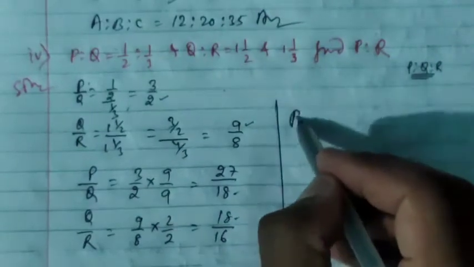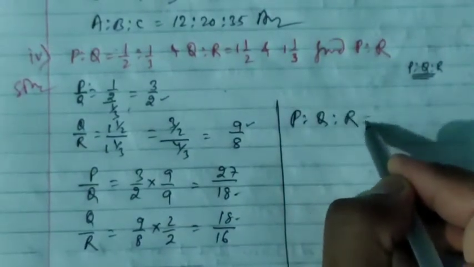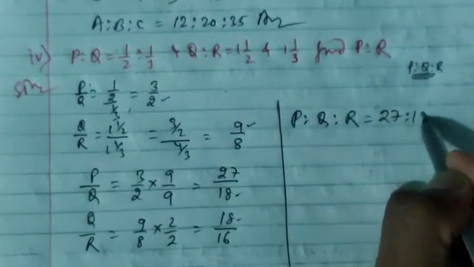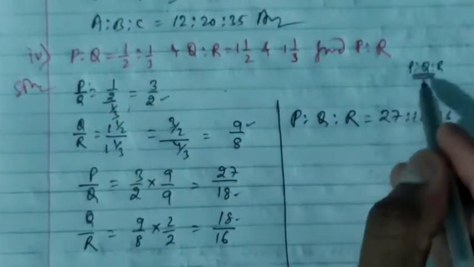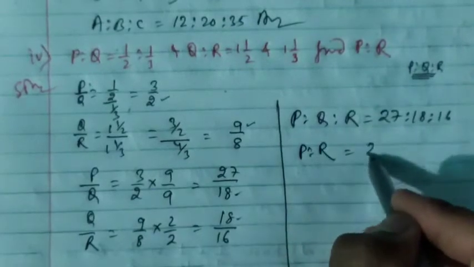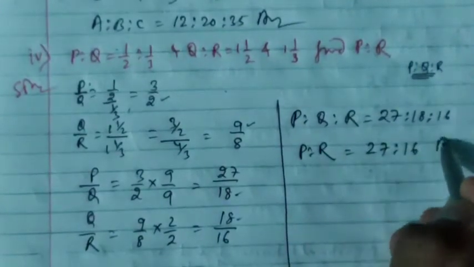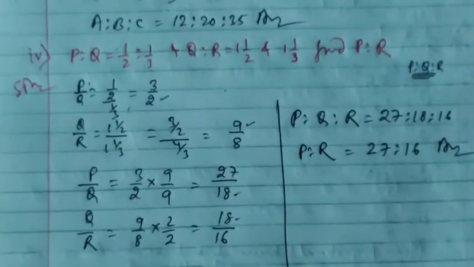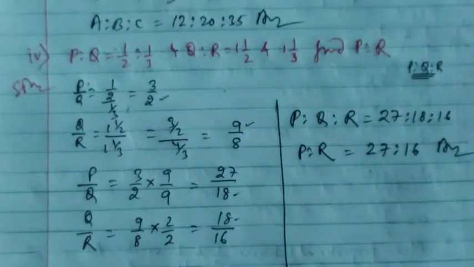Next we will write p ratio q ratio r is equal to 27 ratio 18 ratio 16. And now the question has asked us p ratio r. Therefore p ratio r is equal to 27 ratio 16. This will be your answer. Similarly, you have to solve the remaining all questions. Next we will see question number 6.